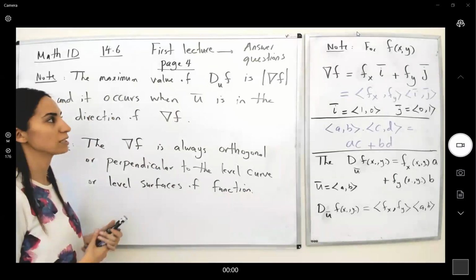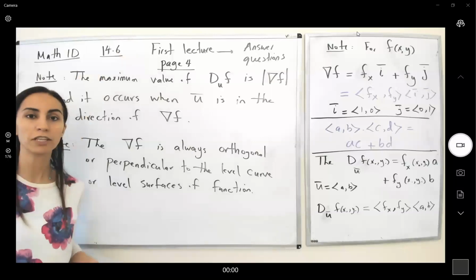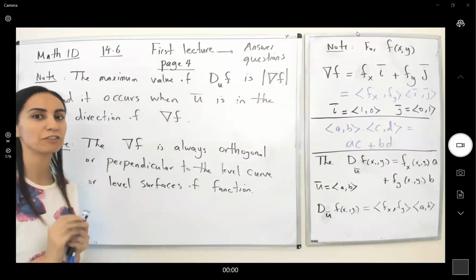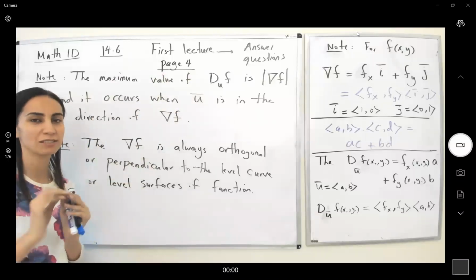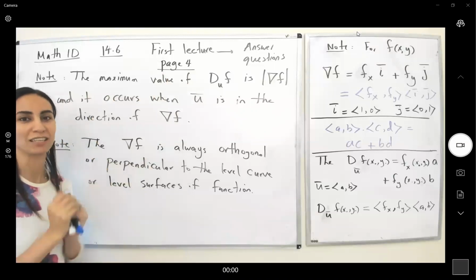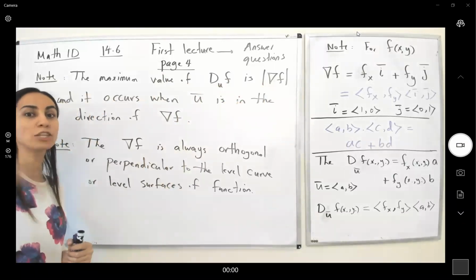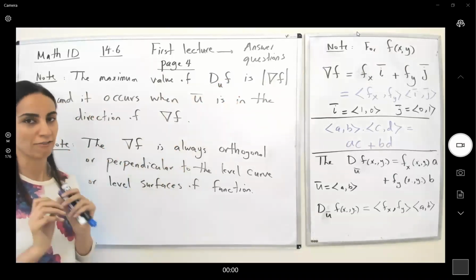So if the question says find the direction in which your directional derivative is maximum, you have to find the gradient of the function, find a vector which is in the direction of your gradient, and make sure that vector is a unit vector.